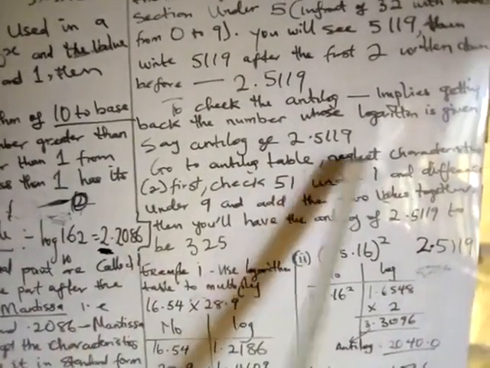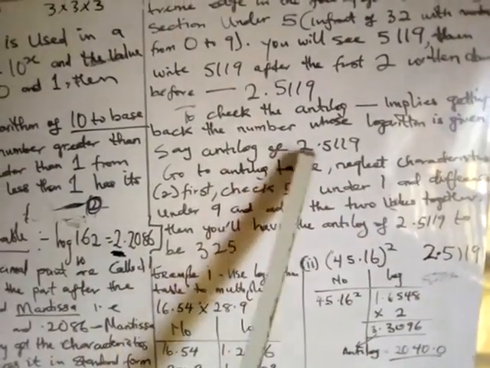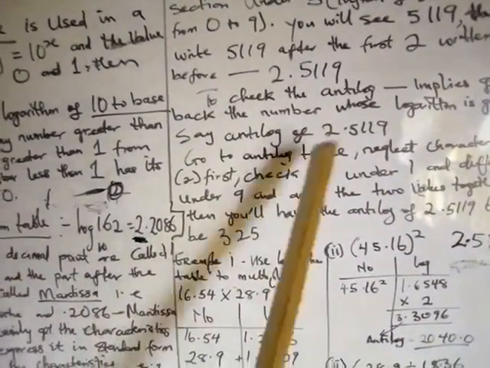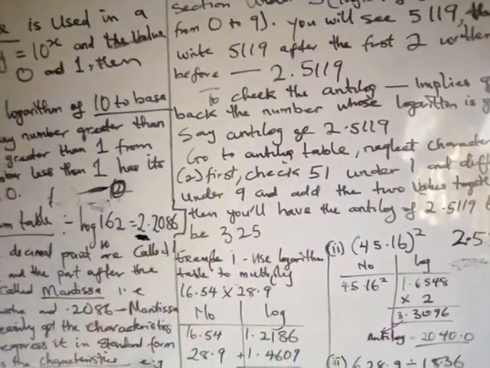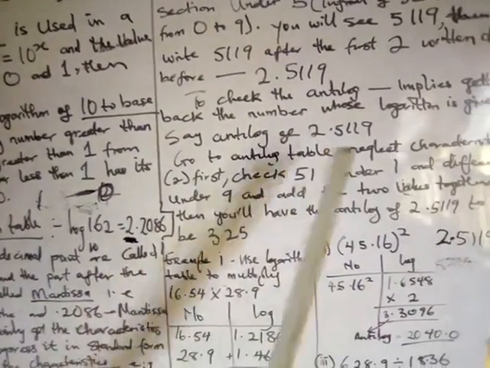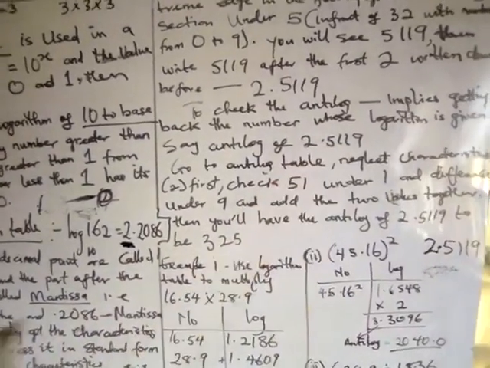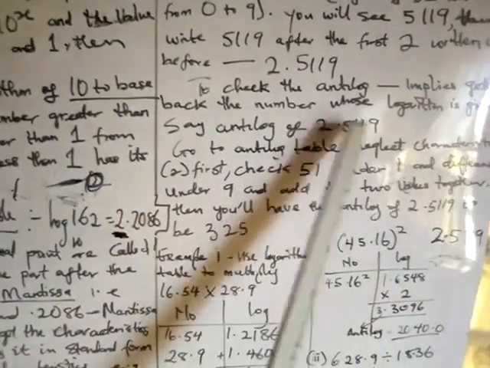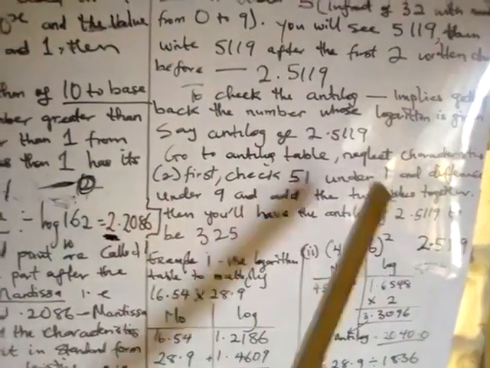The first thing to do is neglect the characteristic, which is 2. Forget about the characteristic, which is 2. What you need to do, like we did in the logarithm table, is check for the number after the decimal point. You check 51. So check 51 under 1 and the difference.